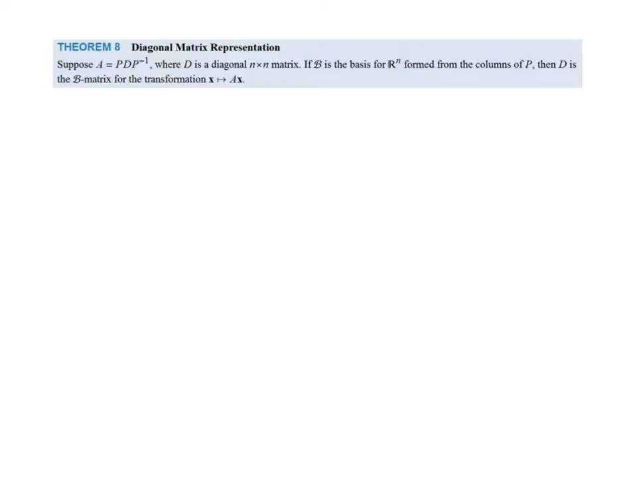Now we come to our first theorem in this section, and it's Theorem 8. Theorem 8 says, suppose that A equals PDP inverse, where D is a diagonal matrix. So here's where we bring it back to diagonalization. If B is a basis for R^n formed from the columns of P, then D is the B matrix for the transformation x to Ax. Okay, D is the B matrix for that transformation. So it's the matrix of the transformation relative to the basis B. Okay, so we're going to go through a proof of this theorem because it's cool. It uses some good substitutions. So let's write our proof.